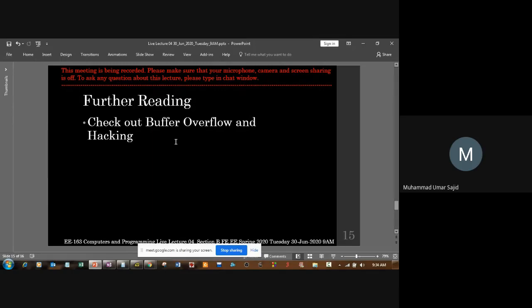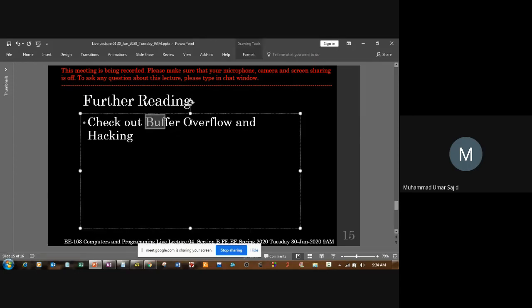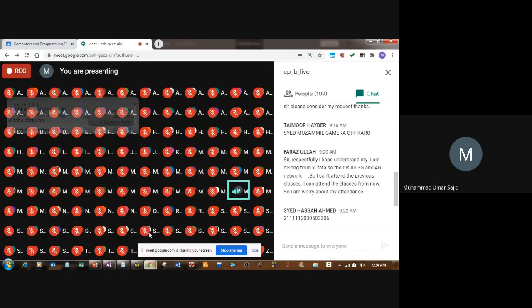And the thing is, it can just do memory sidestepping, and it can read the nearby memory locations so that further operating system features can be unlocked for the malicious code. So to check out this thing, you can just Google search buffer overflow and hacking, you can read lots of articles on this topic.